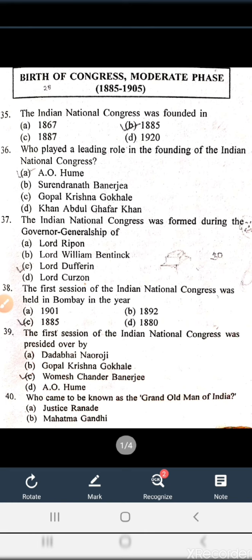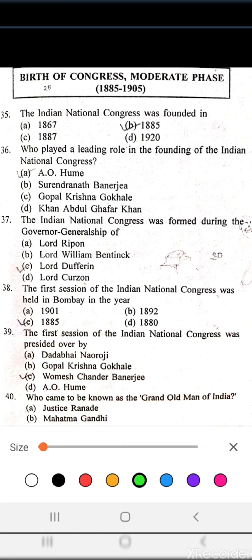Okay, let's begin. The first question is, as you can see on your screen, the Indian National Congress was founded in. So we need to tell in which year. It is 1885. 1885 was the year in which the Indian National Congress was founded. The next question is, who played a leading role in founding the Indian National Congress? So basically, they are asking you the founder of the Indian National Congress, and that is A.O. Hume. A.O. Hume is the correct answer.